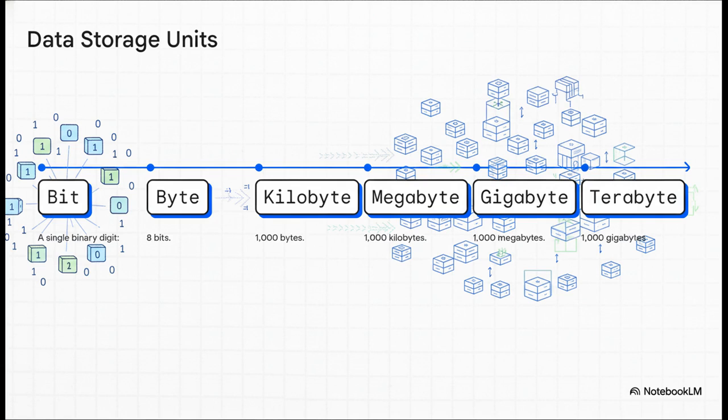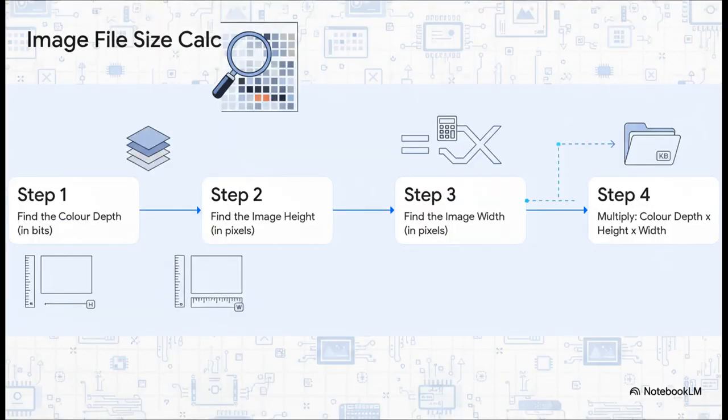You just have to know that order: bit, byte, kilo, mega, giga, tera. It's absolutely essential. And speaking of calculations, they'll likely ask you to figure out a file size. An image file is a classic example. And honestly, it's just simple multiplication. You just take the image's width in pixels, multiply it by the height in pixels, and then multiply that result by the color depth, which is measured in bits. That's it. That gives you the total file size.